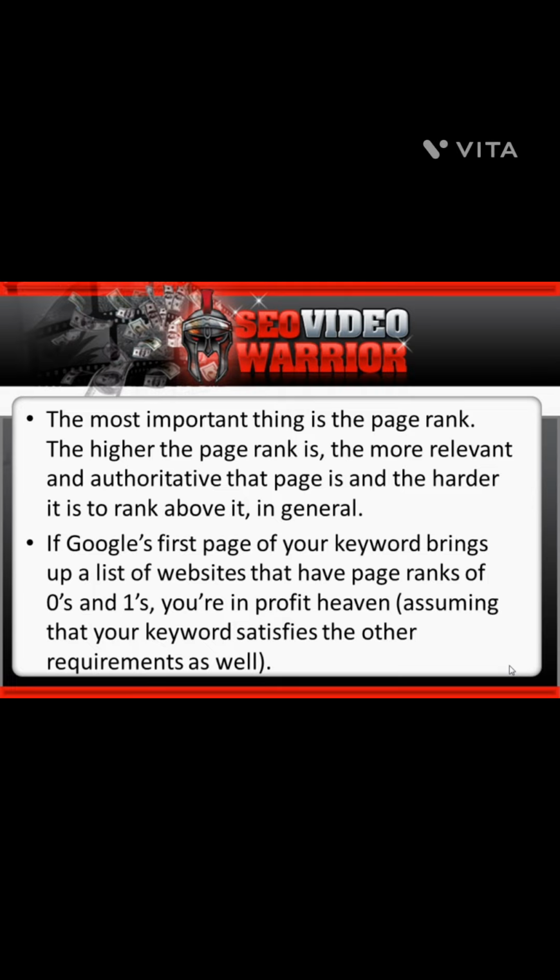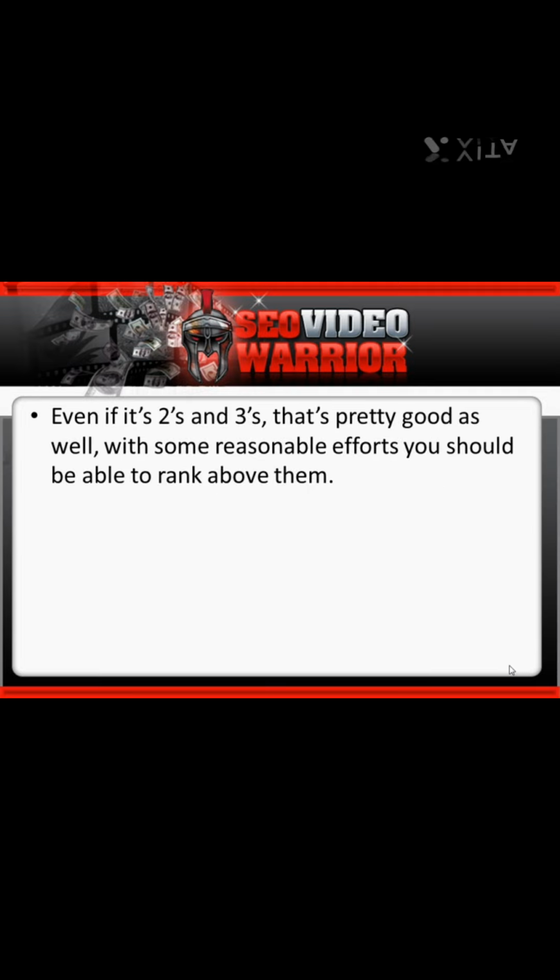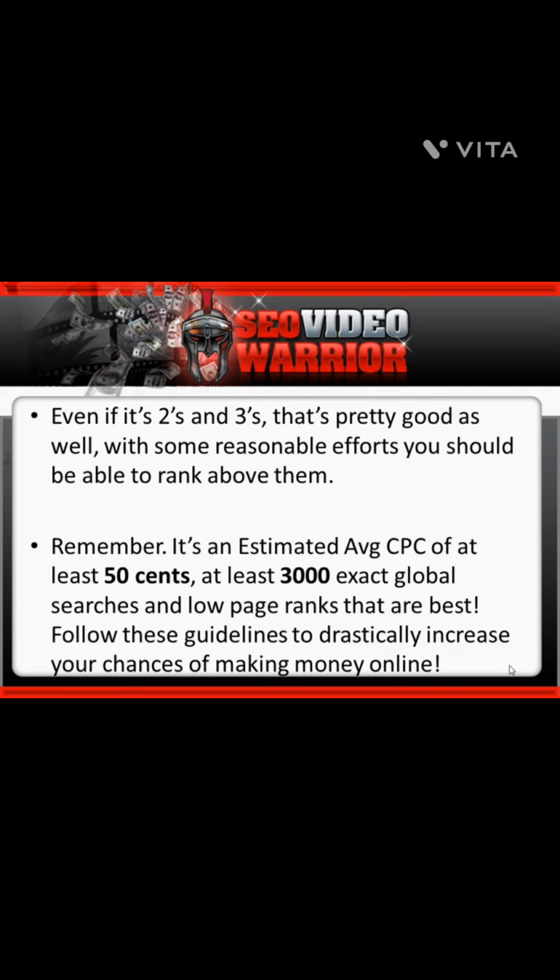If Google's first page of your keyword brings up a list of websites that have page ranks of 0s and 1s, you're in profit heaven, assuming that your keyword satisfies the other requirements as well. Even if it's 2s and 3s, that's pretty good as well. With some reasonable efforts, you should be able to rank above them. Remember, it's an estimated average CPC of at least 50 cents, at least 3,000 exact global searches, and low page ranks that are best. Follow these guidelines to drastically increase your chances of making money online.